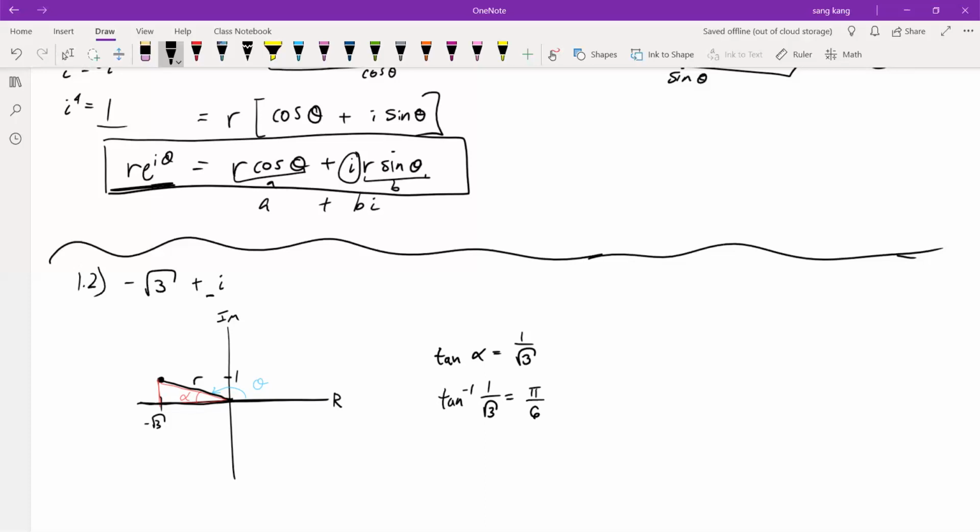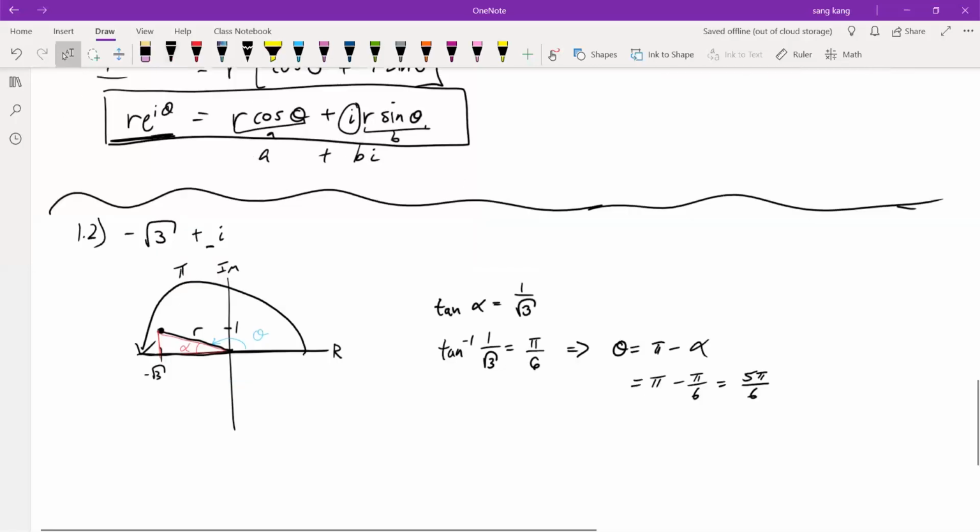Okay, and therefore our theta is going to equal, so again, this is pi, so I need to go pi minus the alpha that I just found, right? That's what's going to give me theta. So pi minus alpha, pi over 6, will give me 5 pi over 6. So that's my theta.